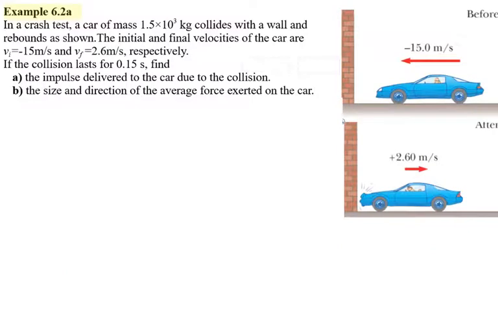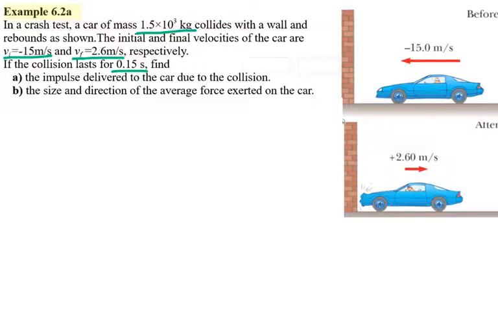Here's another example. In a crash test, a car of mass, I'm going to underline as I read, 1,500 kilogram collides with the wall and rebounds as shown. The initial and final velocity of the car are negative 15 and then positive 2.6 meters per second respectively. So before it was negative 15 and after it was 2.6 meters per second, changing direction. If the collision lasts 0.15 seconds, find the impulse, and find the size and the direction of the average force exerted on the car.